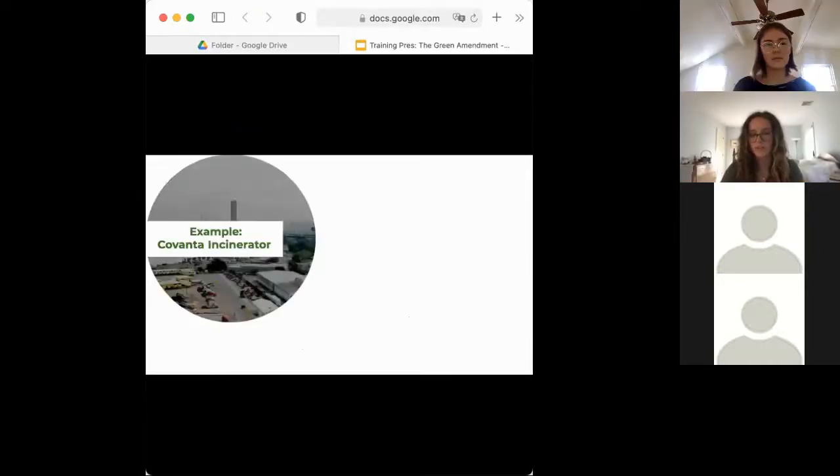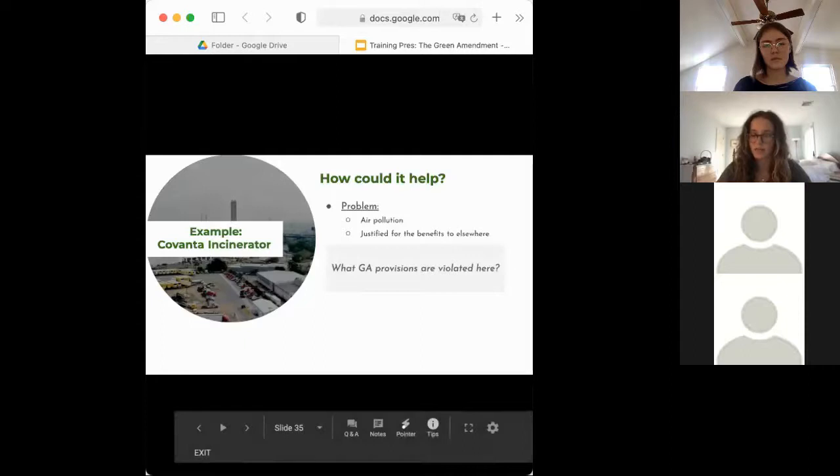Okay, so our third example was the Coventana incinerator in the Ironbound community in Newark. This environmental justice community was facing air pollution, and this was all okay because it was justified for the benefits elsewhere, to whiter, more affluent communities. So for the third time, what Green Amendment provisions are violated here?